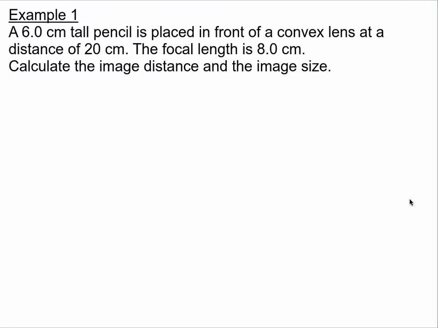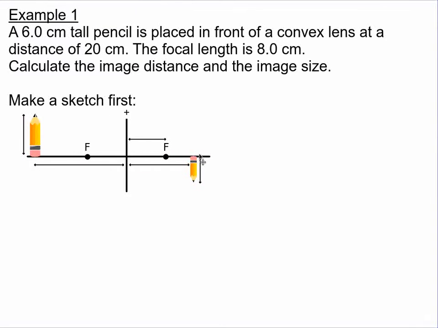Example 1. A 6 cm tall pencil is placed in front of a convex lens at a distance of 20 cm. The focal length is 8 cm. Calculate the image distance and the image size. Now first make a sketch. And because the pencil is outside the focal point, we know there is a real image on the other side of the lens. Now fill in what you know.